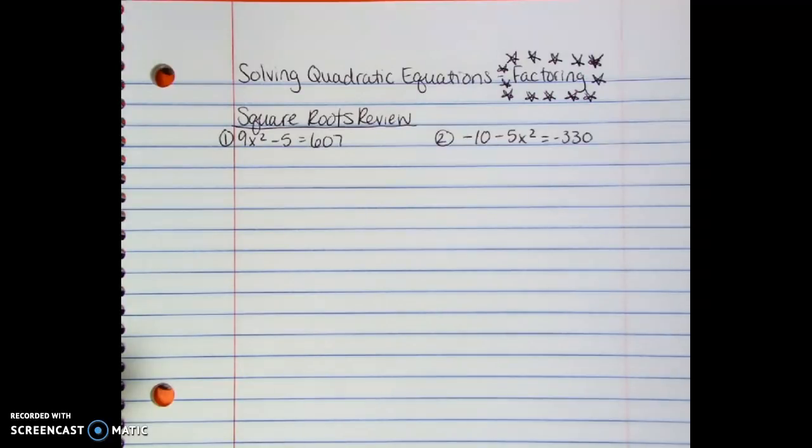Okay, today we are learning the third method for solving quadratic equations, which is everyone's favorite thing in the world, factoring. I tried to make it happy by putting stars around it. Maybe that helped, maybe that didn't, I don't know.